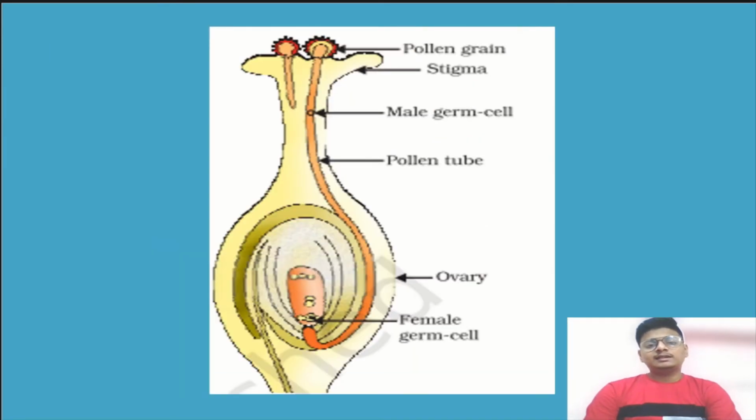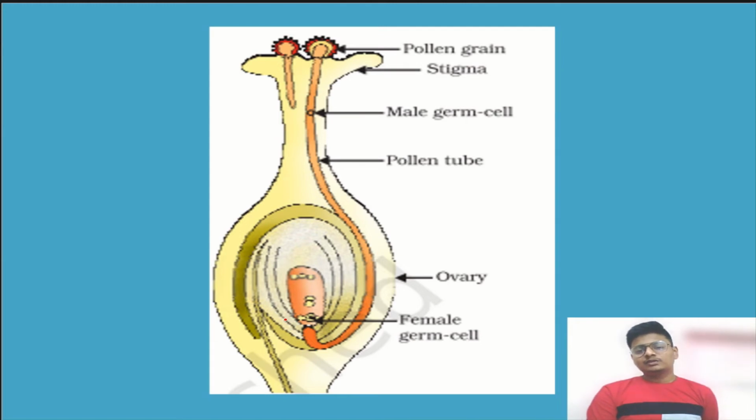So now see, this is the part of the ovary, the female part. So what happened in the starting, there is a pollen grain attached to this stigma, and from that a tubule will start growing, that is known as pollen tube. And from that pollen tube the male germ cell will be going on to the ovule, and in the ovule there are female germ cells and they will fuse together in the ovary inside the ovule, and the zygote formation will be taking place over there.